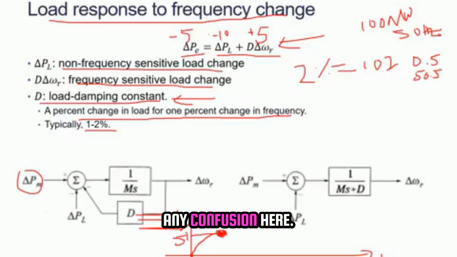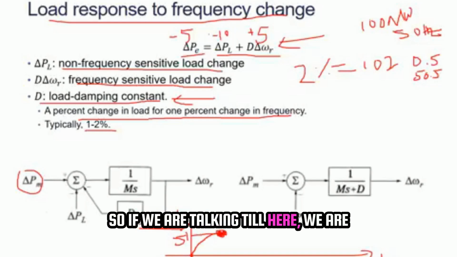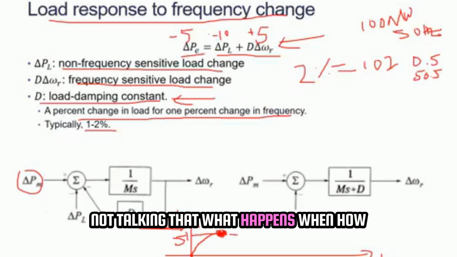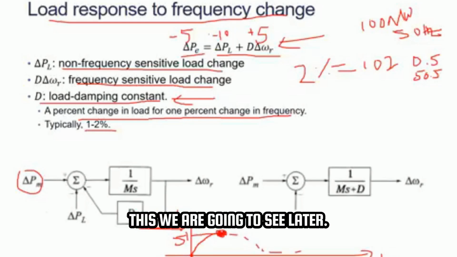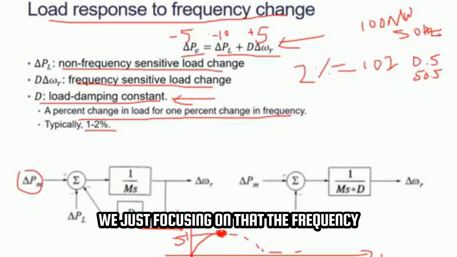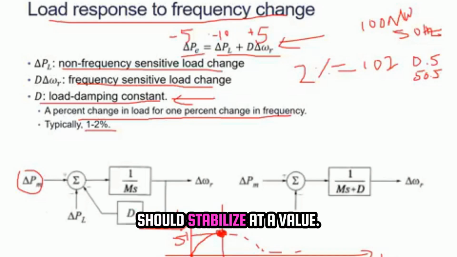Right? Any confusion here? So if we are talking till here, we are not talking about what happens when, or how to bring this frequency back to 50 hertz. This we are going to see later. This is the later part. We are just focusing on the frequency stabilizing at a value. And how does it stabilize?